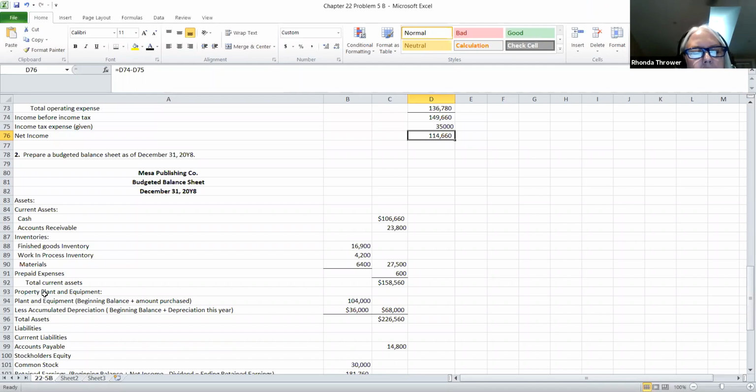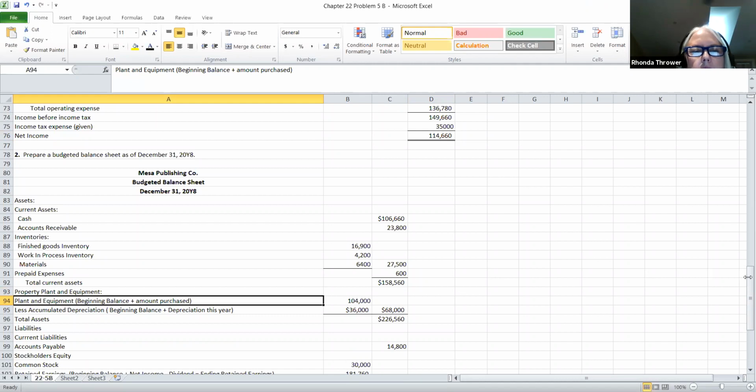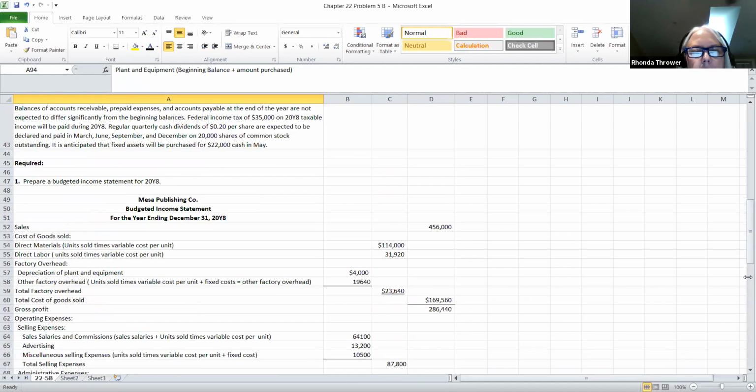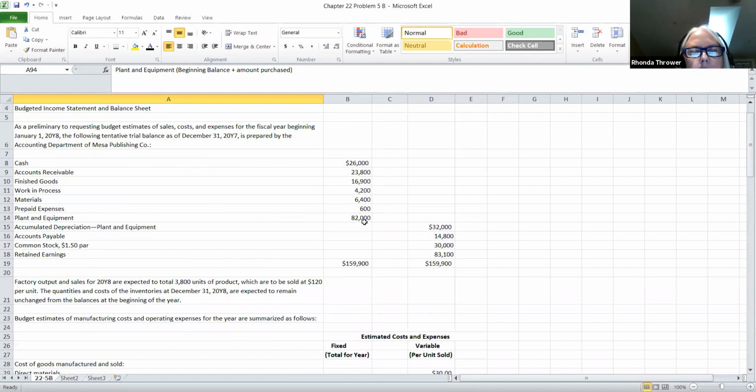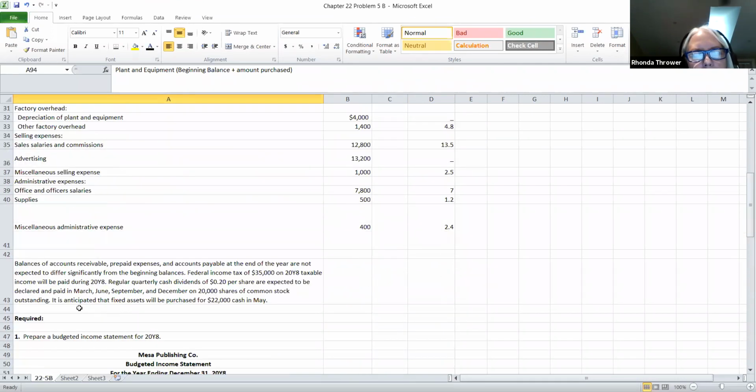Now, the next section of the balance sheet will be the property, plant, and equipment section. And in this company, we only had plant and equipment as our property, plant, and equipment section. They gave us a beginning balance, but you have to add to it the amount purchased. And so the beginning balance of your plant and equipment is right here. And then we're going to have to add to it what they told us about in this last line of the additional information. They bought some more assets to add to it.